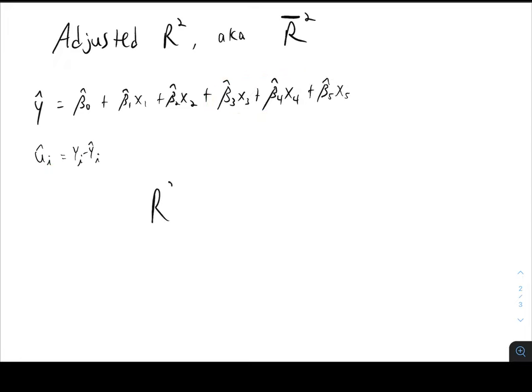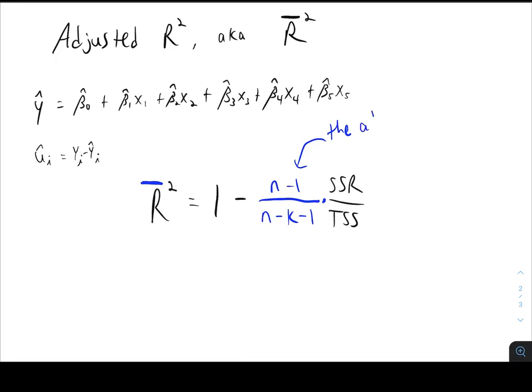So let's write down the formula for r squared. We have 1 minus a fraction, so leave a little bit of space there, SSR over TSS. So you could use that to calculate r squared. But if we want to do the adjusted r squared, we're going to multiply that second term by an adjustment factor. So the adjustment factor is n minus 1 divided by n minus k minus 1. Now you'll notice that that fraction is always larger than 1. So the adjusted r squared will always be smaller than the regular r squared.